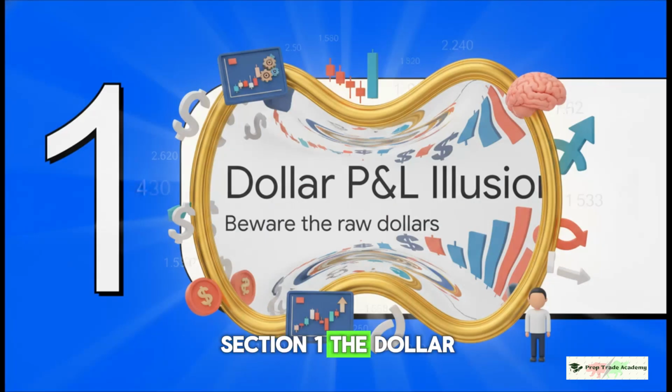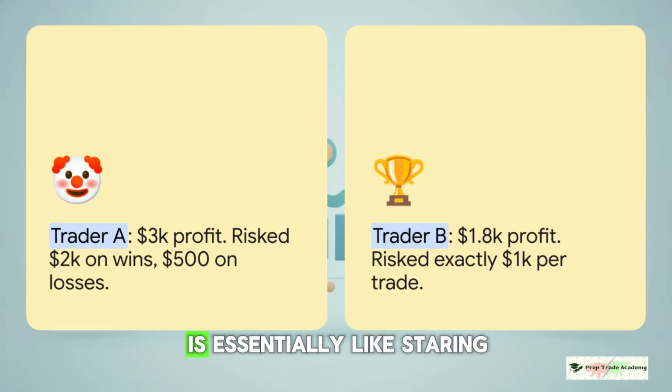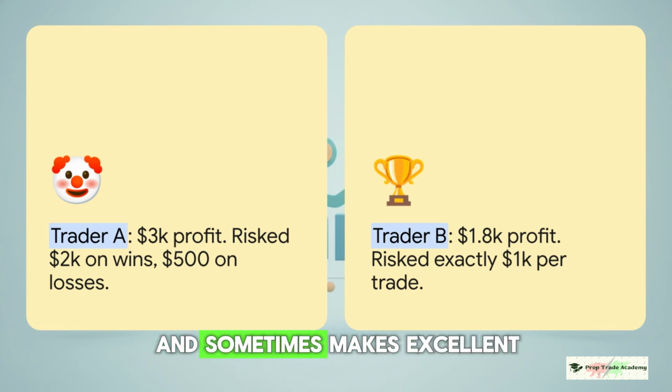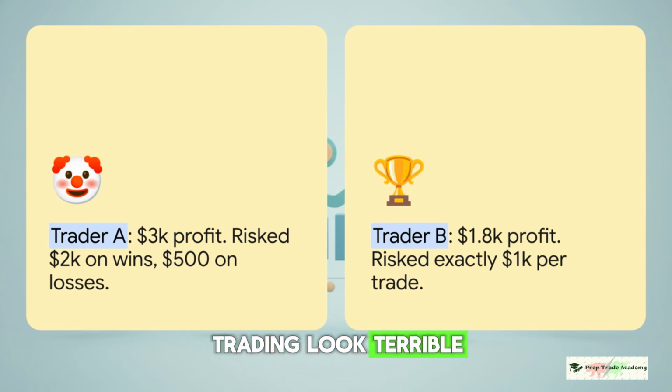Section 1, the dollar P&L illusion. You know, looking at raw dollars is essentially like staring into a distorting funhouse mirror. It stretches and warps the reality of your trading edge. It makes bad habits look great and sometimes makes excellent trading look terrible. Let's add that missing context to our two traders. Remember how Trader A made more money? Well, let's look under the hood.